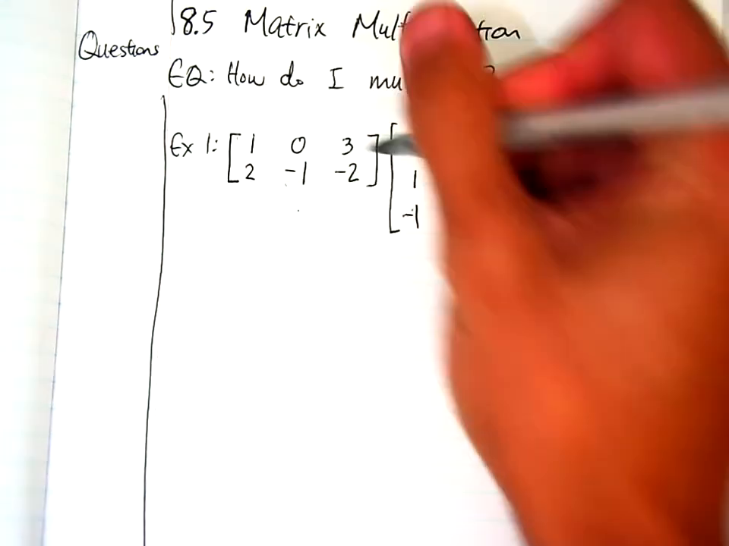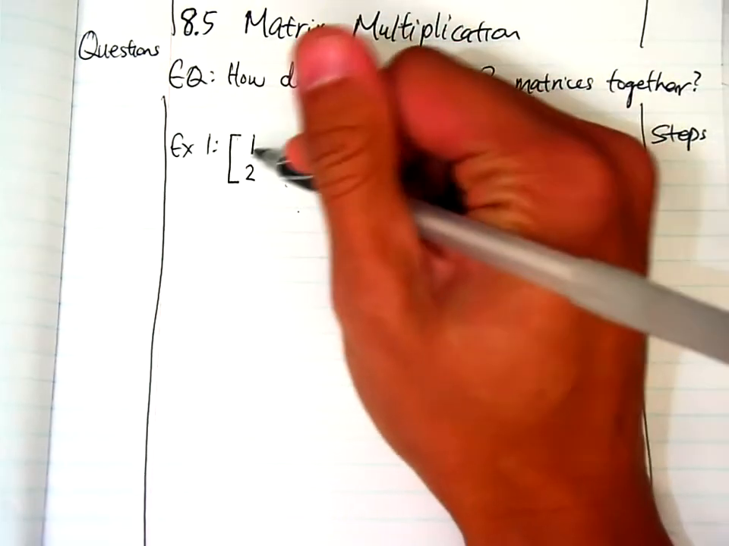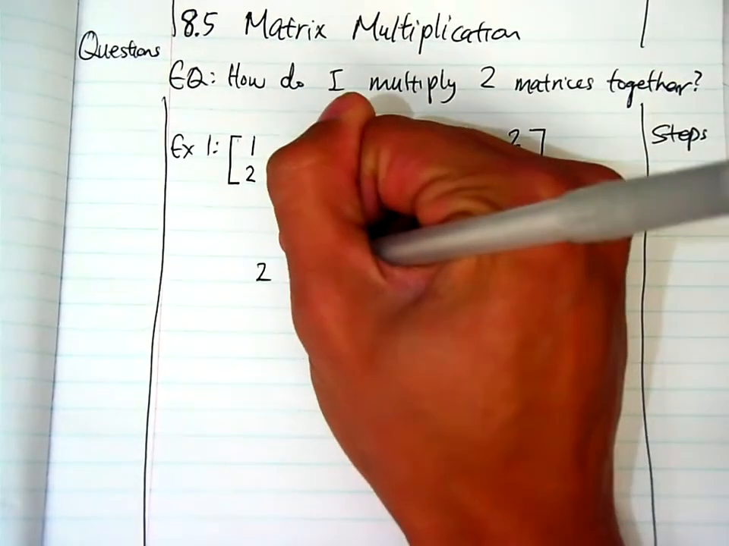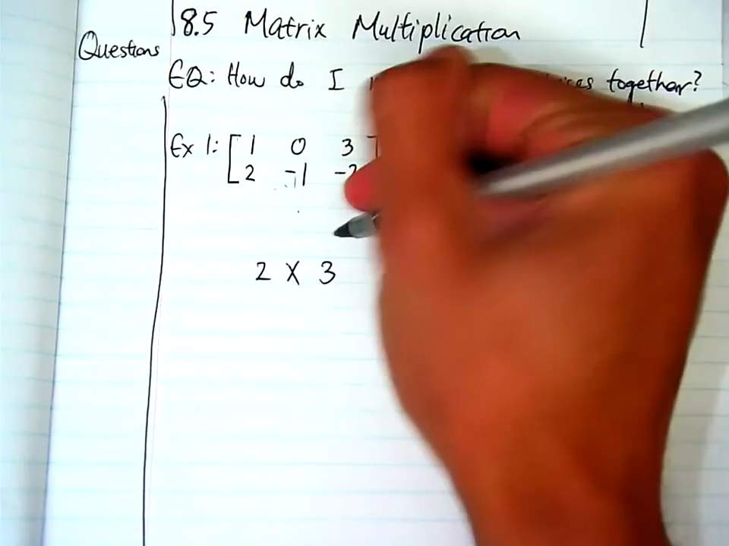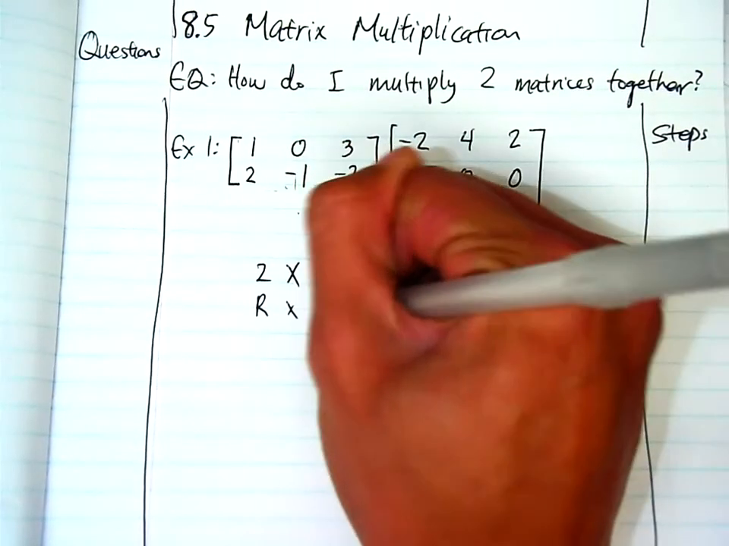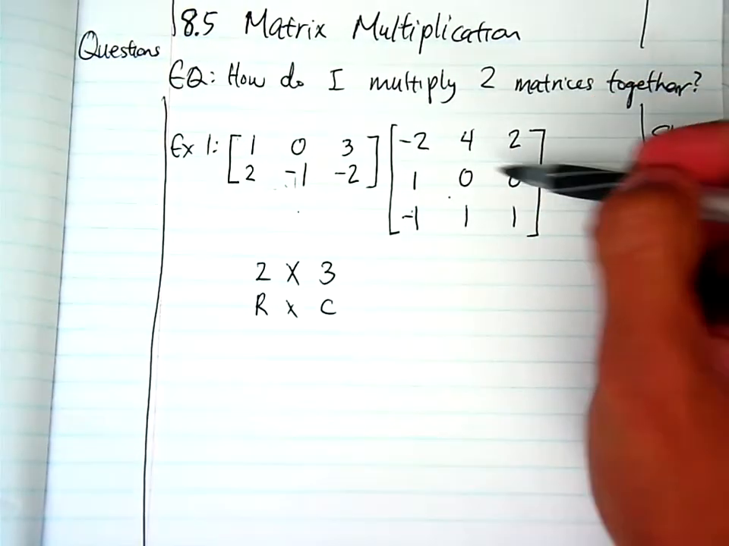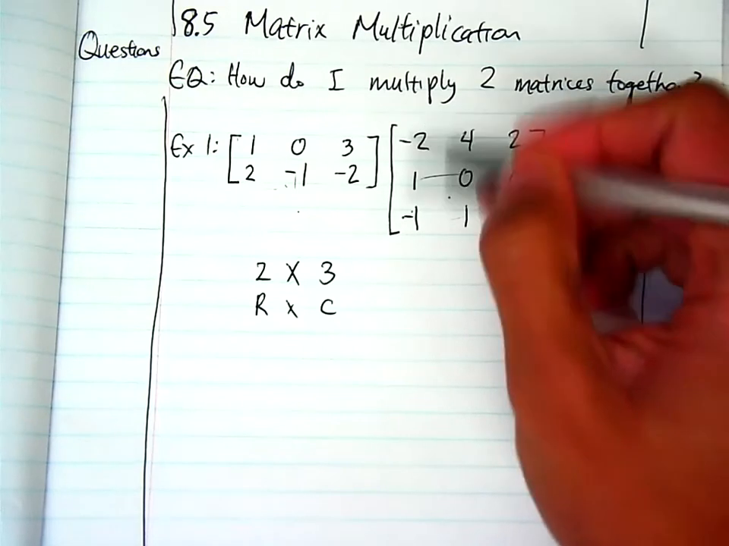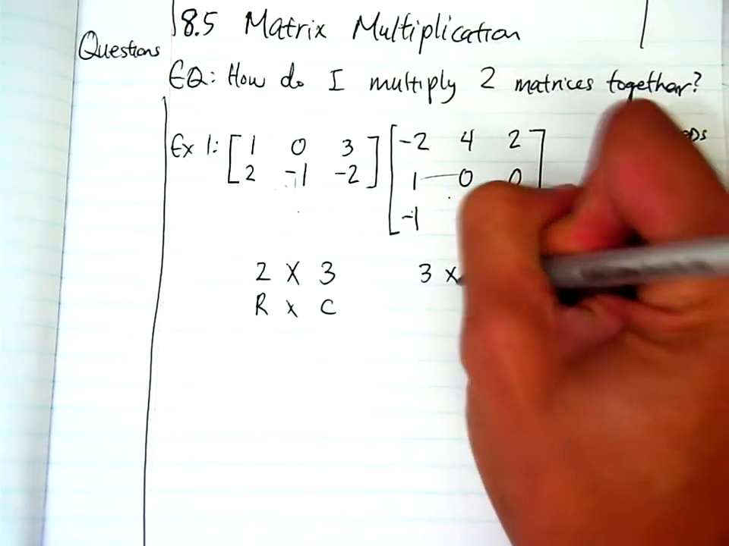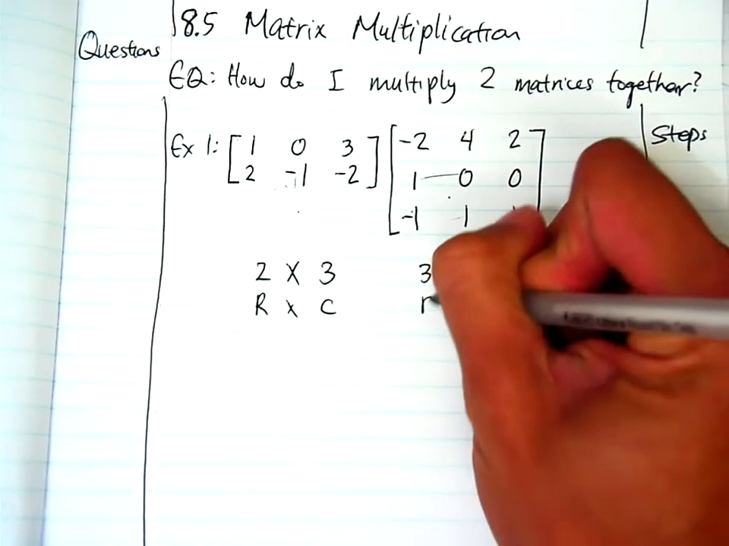So I'm going to write down the dimensions of the matrices. So this is 2 rows by 3 columns. Remember, it's R times C. And then this one is 3 rows by 3 columns.